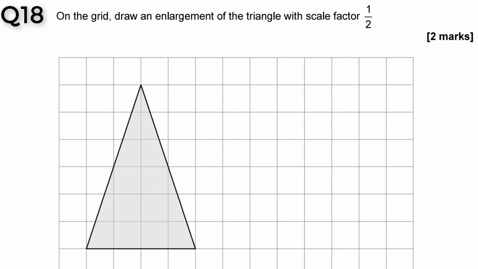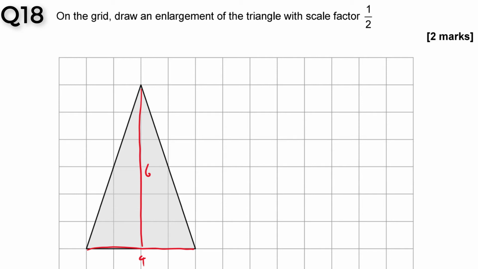So what do you do to draw an enlargement? Well, you need to measure these. So that length there is 4 squares, isn't it? Let's take the measurement of the tip above the base. That's probably the easiest one to measure. That is 1, 2, 3, 4, 5, 6 units up.